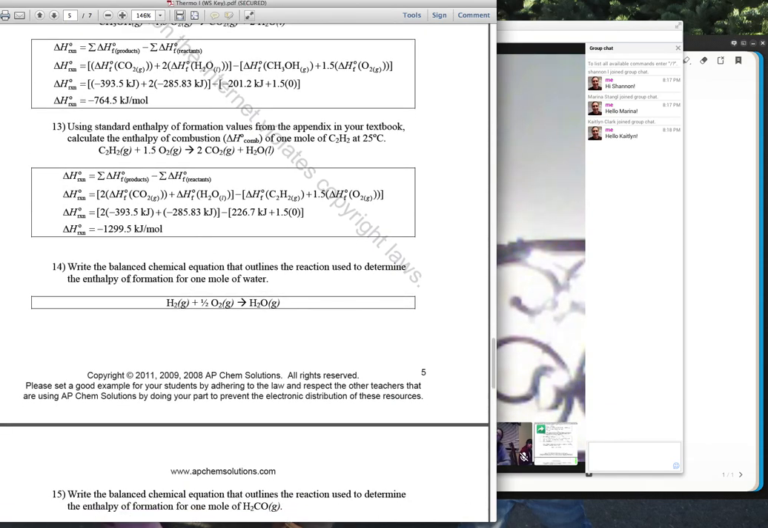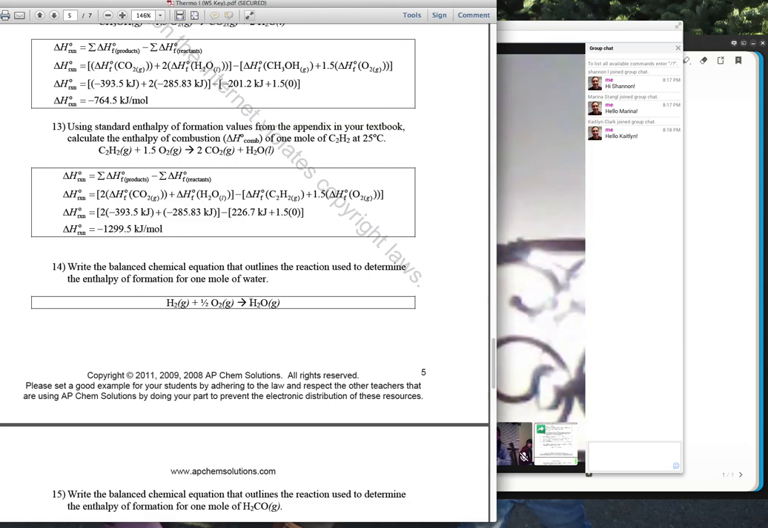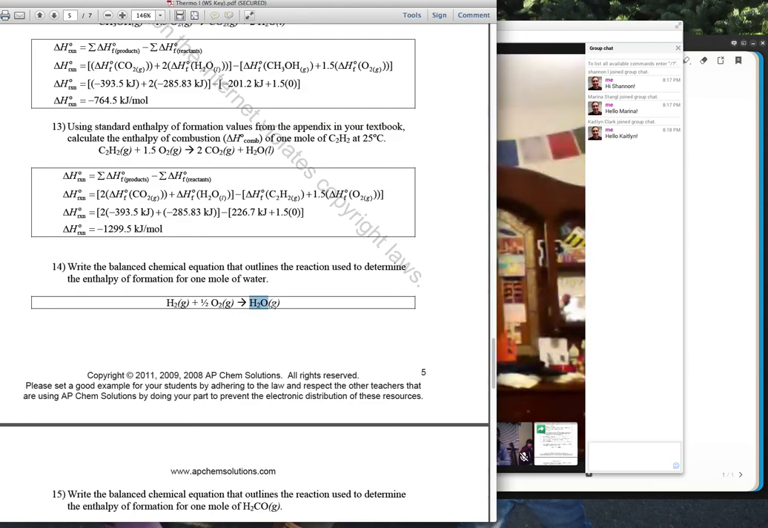You guys know that when you have the enthalpy of formation, it's the enthalpy of formation of one mole of whatever substance it is. So you can have fractions as coefficients when you're doing the enthalpy of formation of a substance. That makes sense? Okay.